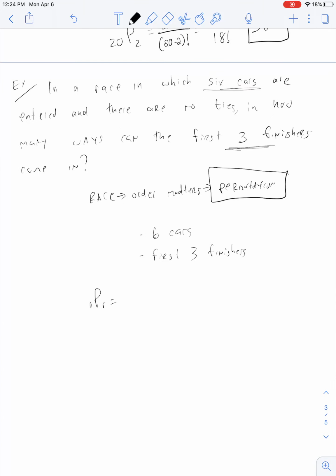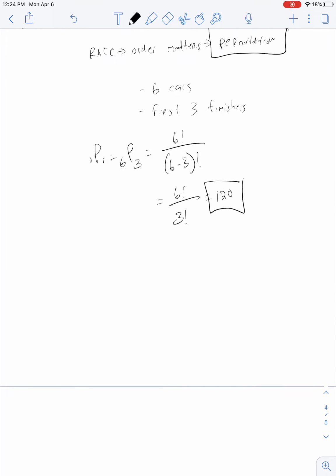Once again, nPr, right? Or in other words, 6P3 is 6 factorial over 6 minus 3 factorial, or in other words, 6 factorial over 3 factorial. So it should be a pretty nice problem there. We get 120 with this example. Okay, moving on here.